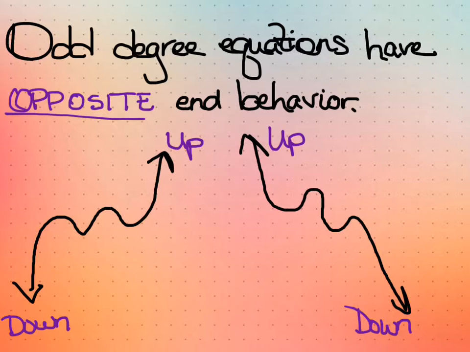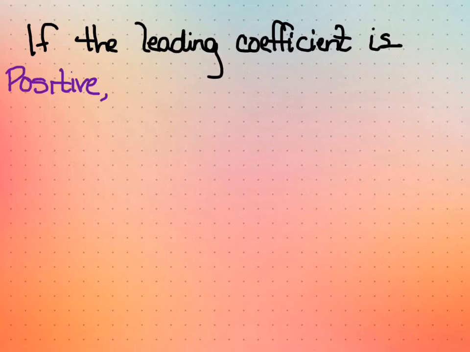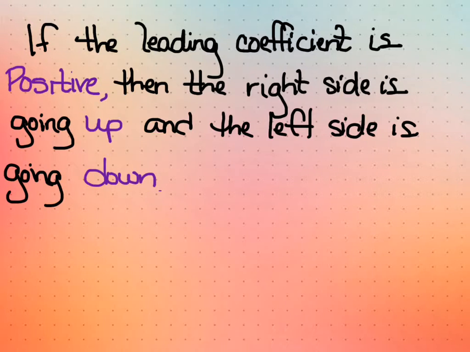So again, we can think of a line. A line with a positive slope rises to the right, and a slope that's negative falls to the right. Alright, so if the leading coefficient is positive, then the right side of the graph is going up and the left side is going down.